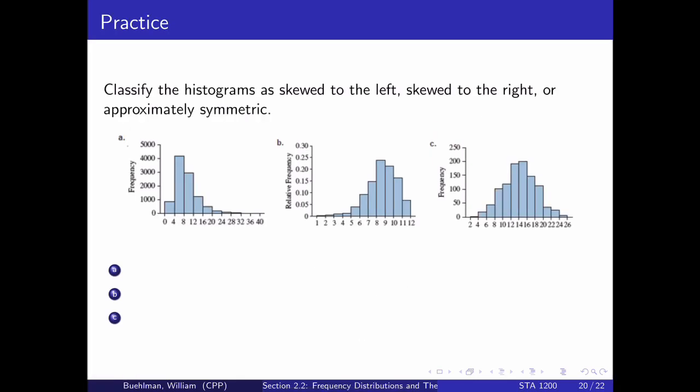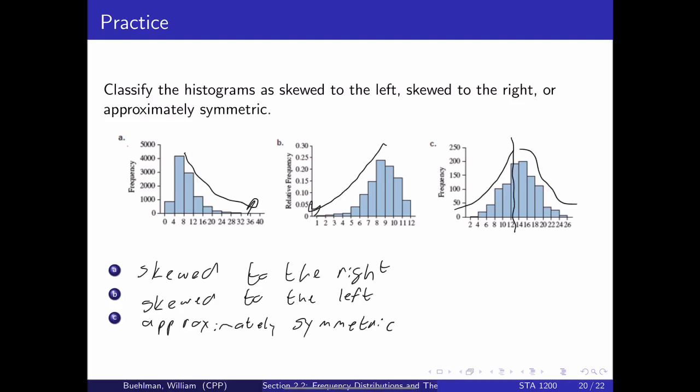So here's some practice for you. I want you to classify these histograms as either skewed to the left, skewed to the right, or approximately symmetric. So go ahead, pause the video, take a minute, and do that now. Answers will be shown in 3, 2, 1. Okay, so here are the answers.